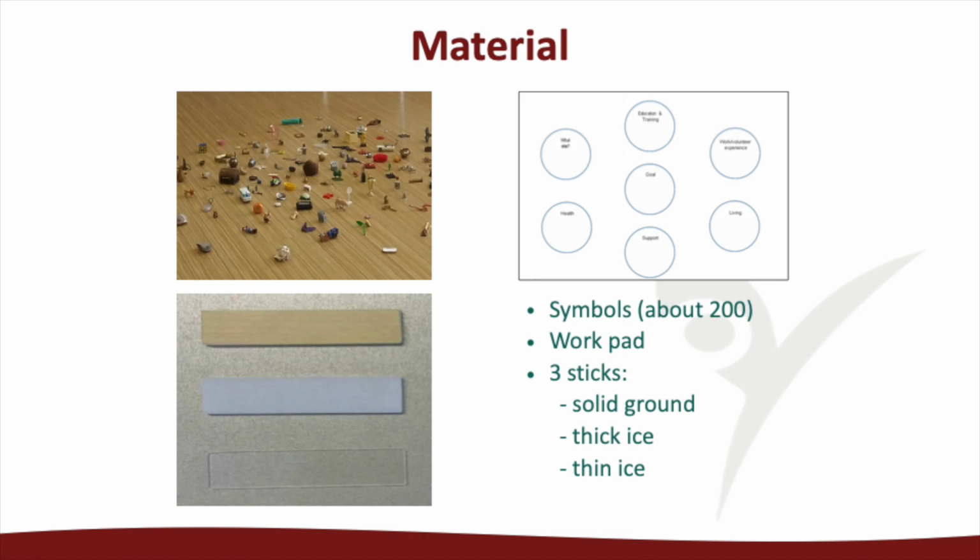The following materials are required. You need symbols, about 200. You need a work pad, I will explain later on. And you need 3 different sticks. Solid ground, it's wood. Thick ice, it's plastic. And thin ice, it's transparent plastic or glass.